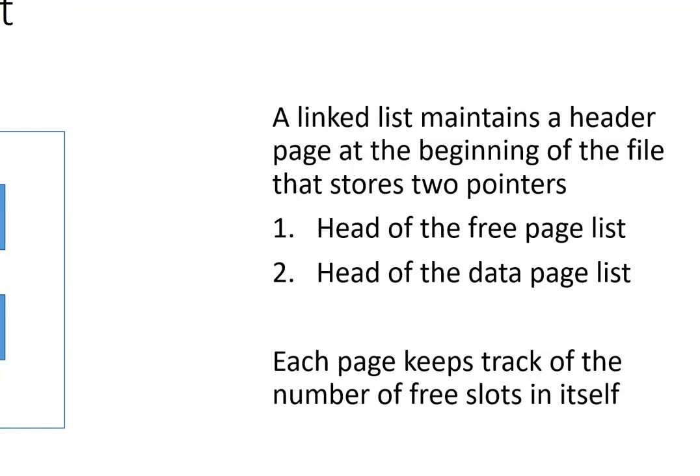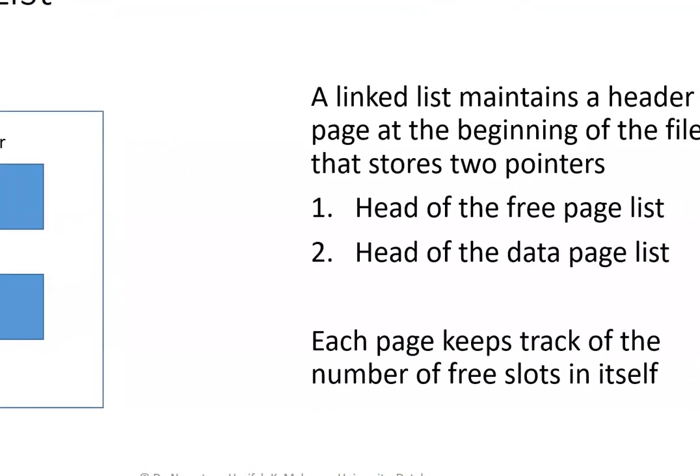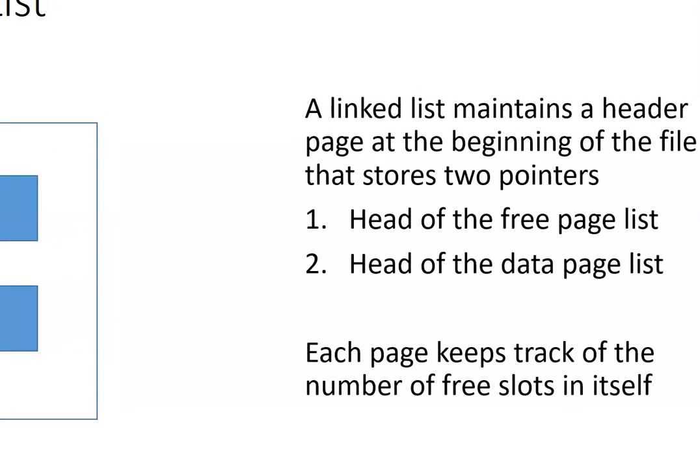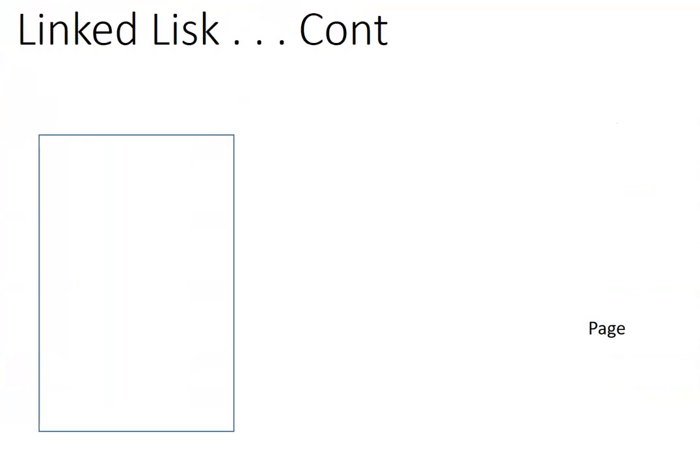So what happens is you will have many pages. This is an example of a page. You will have another page and another page and another page. So for each and every particular page, it will keep track of the number of free slots it has. So this is a continuation of the linked list.